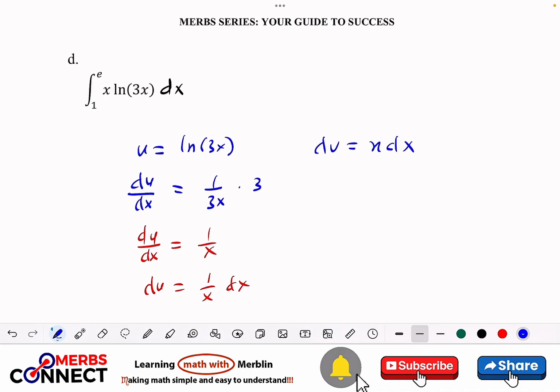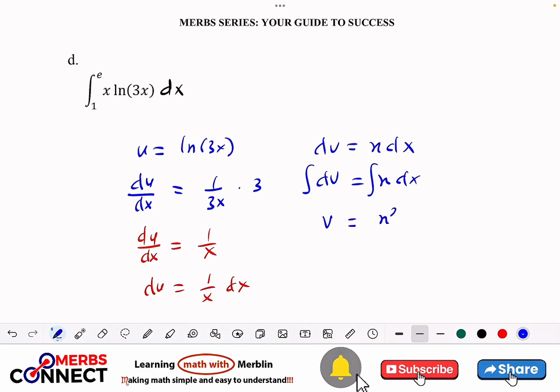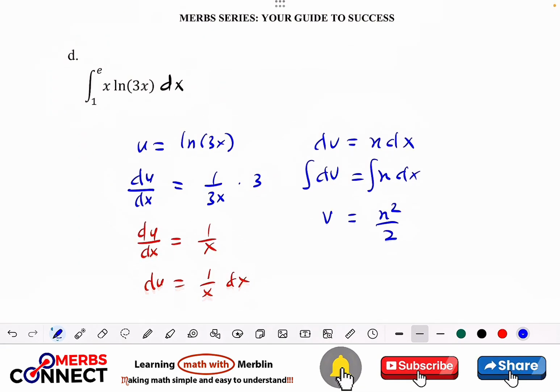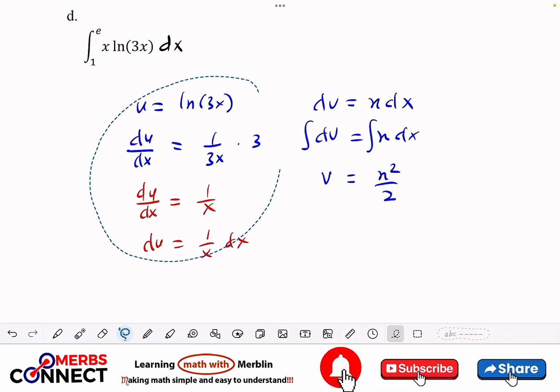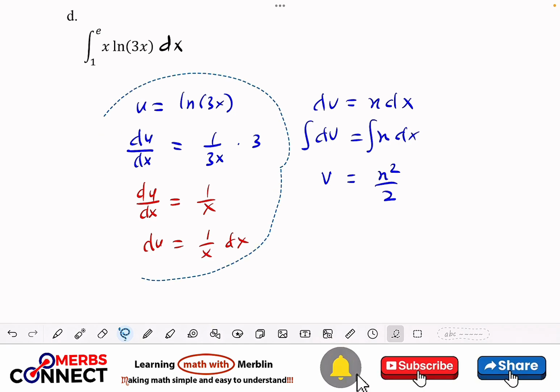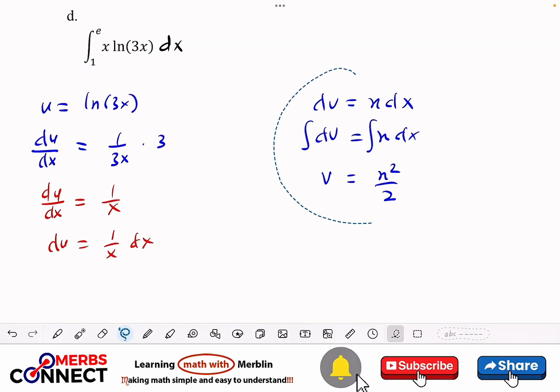Let's try and solve this one too. The v, integrate, v should be equal to x squared divided by 2. So we've gotten everything sorted out. So let's try and then go through the process.